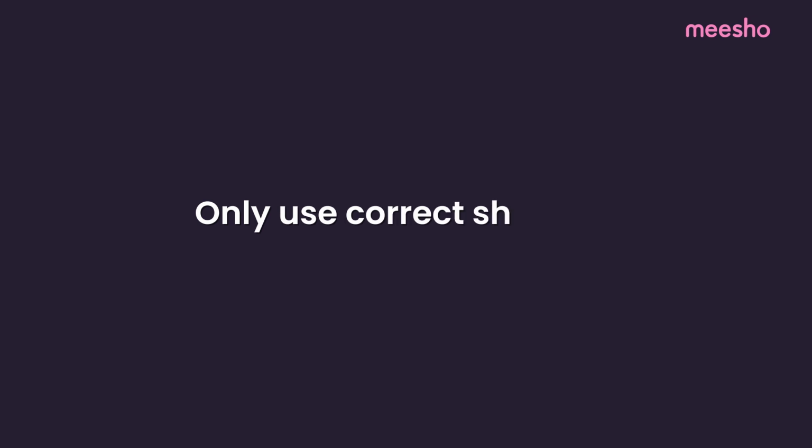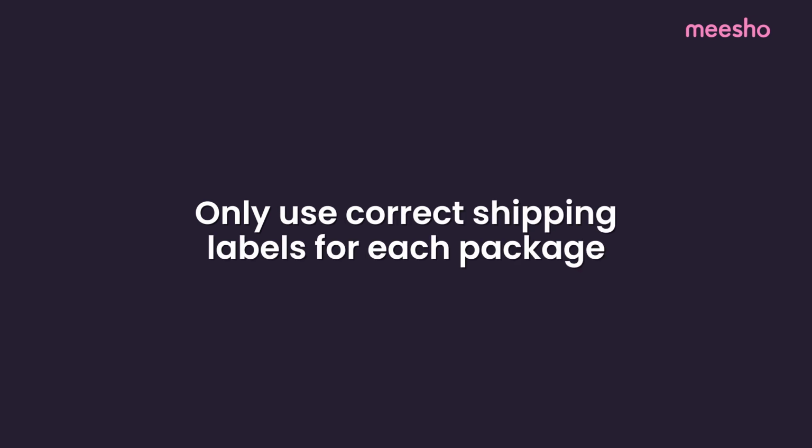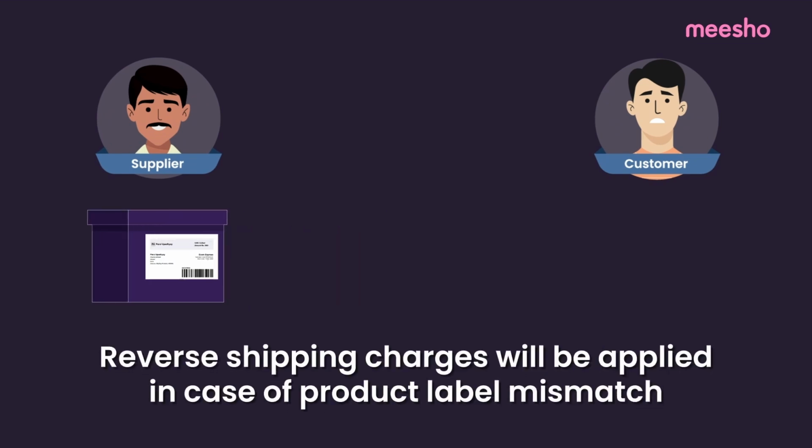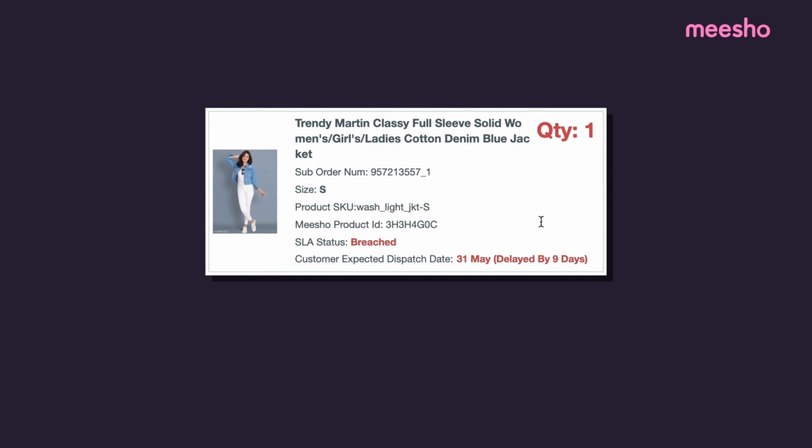Make sure to put correct shipping labels on each package. You can also choose to download and pack them one at a time to avoid mismatching of labels. If you mismatch the product label and the product, the customer will return the product and you'll have to face a reverse shipping charge for the return. Additionally, your catalog for which a product mismatch is found will be removed from your account.